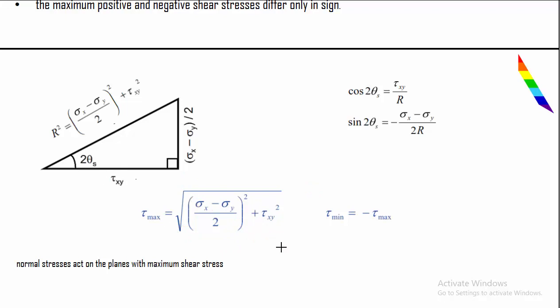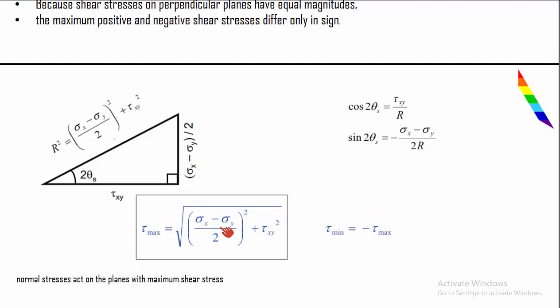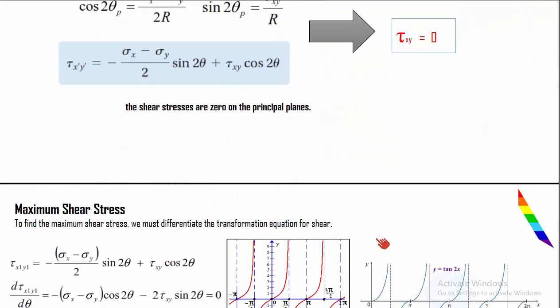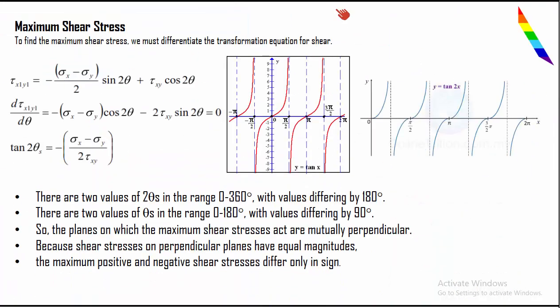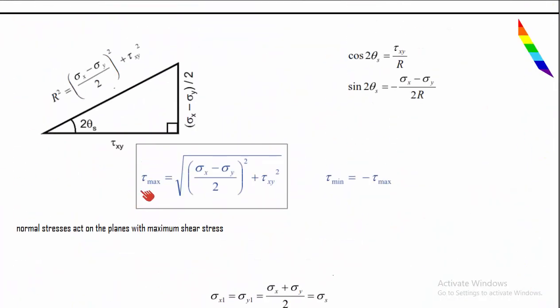That is also a very simple equation, because if you have noticed, you might have understood why it is so simple: this term is already present in your principal stress equation. If you look here, you can see this particular term, that is the maximum shear term. So that is already available, and that is the value of maximum shear stress. Obviously the minimum shear stress is nothing but negative of tau max.